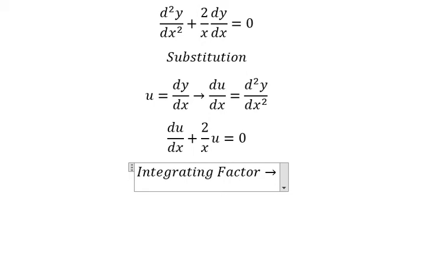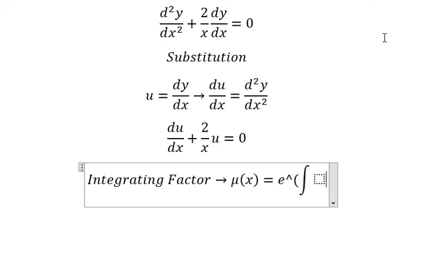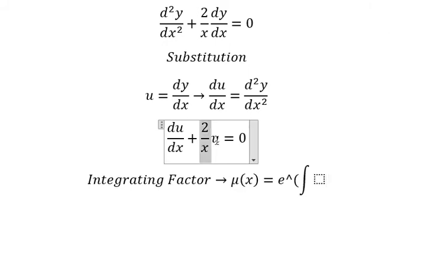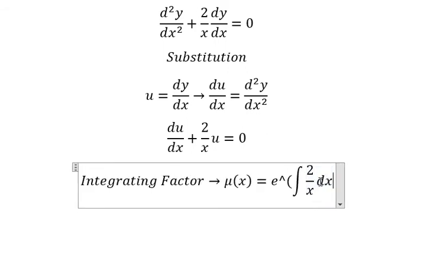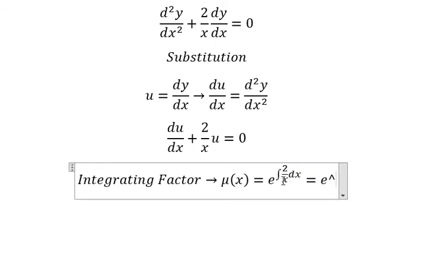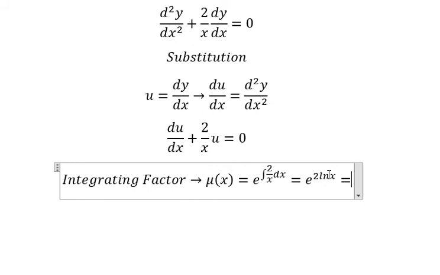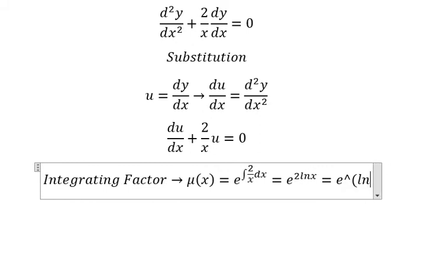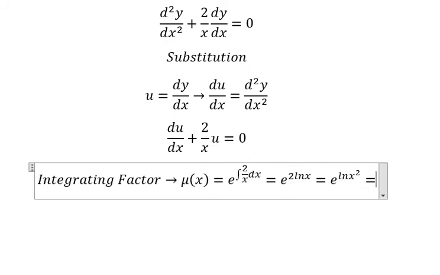So I will put mu of s equals e to the power of the integration. We see that u over s is next to u, so that's the integrating factor. The integration of this one, we have 2 ln s. So the number 2 goes inside the natural log in here. So we have ln s to the power of 2, and this one gives us s squared.